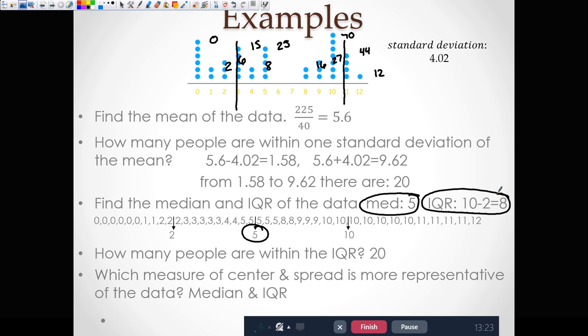You could do that. You could go in and cross out the dots, like so. Dot, dot, dot, dot, dot, dot, dot. And so on, okay? Until you get to 5 and then 10 and 2. But then you know what I mean? Okay. So then we have to find out how many people are within the IQR.